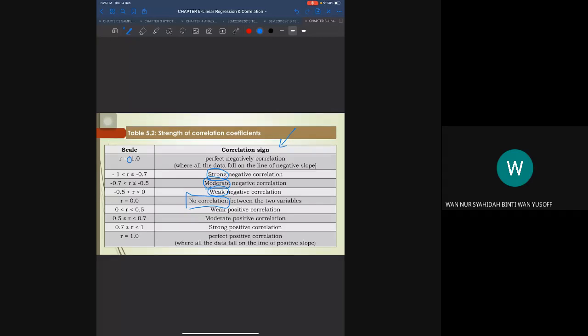So if it is our research, then what we can do is discard that variable, choose another variable, and collect the data on that new variable. No correlation means you cannot use that variable. There is no significance in using that variable in your study. Okay, that's what we meant by no correlation.